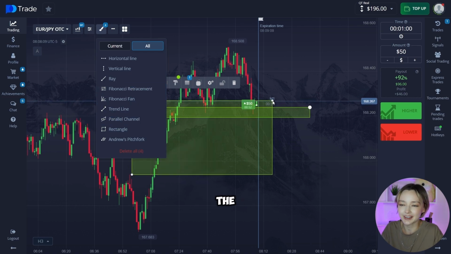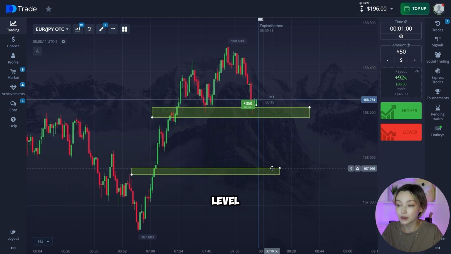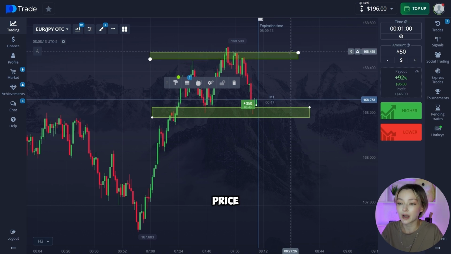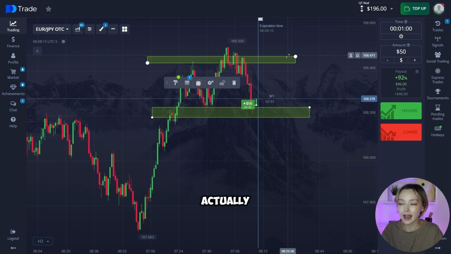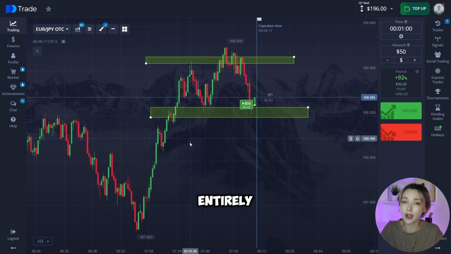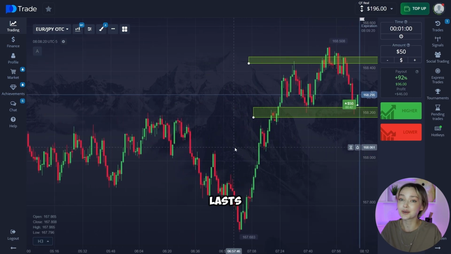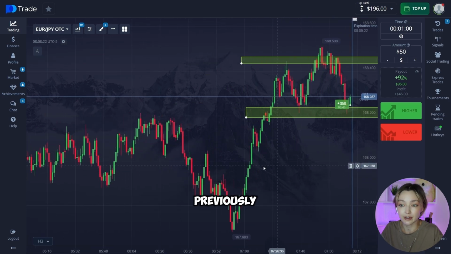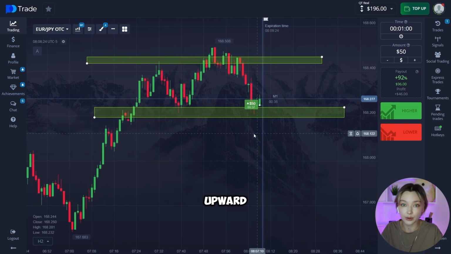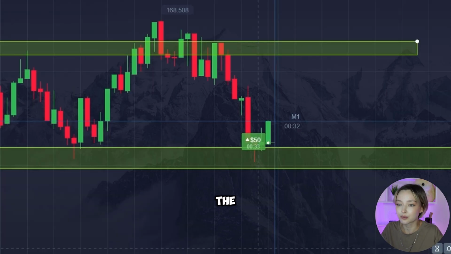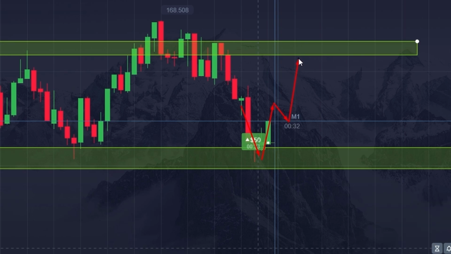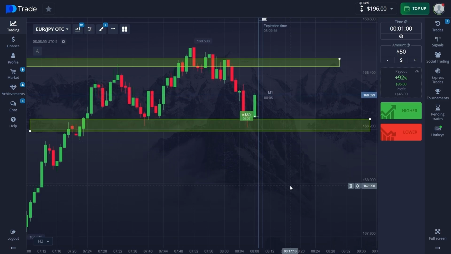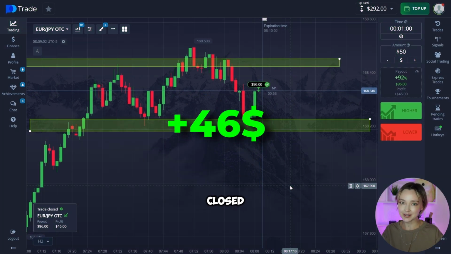Let me actually draw the area so that you can understand what level we're waiting for the price to reach. We expect the price to get here, although we could actually care less whether it reaches the level entirely or not. Our trade only lasts 1 minute. We can see the chart was previously downward, now it's morphing into an upward one. We can see the price reach the support level and display a further retracement confirmation, so we're gladly observing the process, waiting for the trades to close. Let's see how it goes. Our trade successfully closed in a profit.